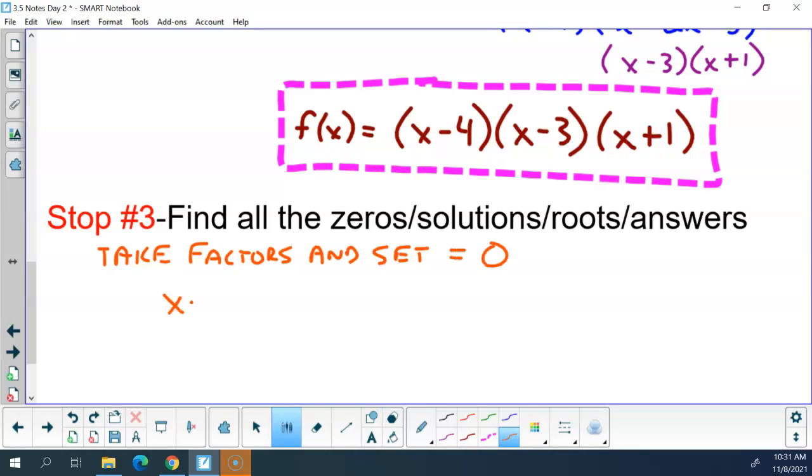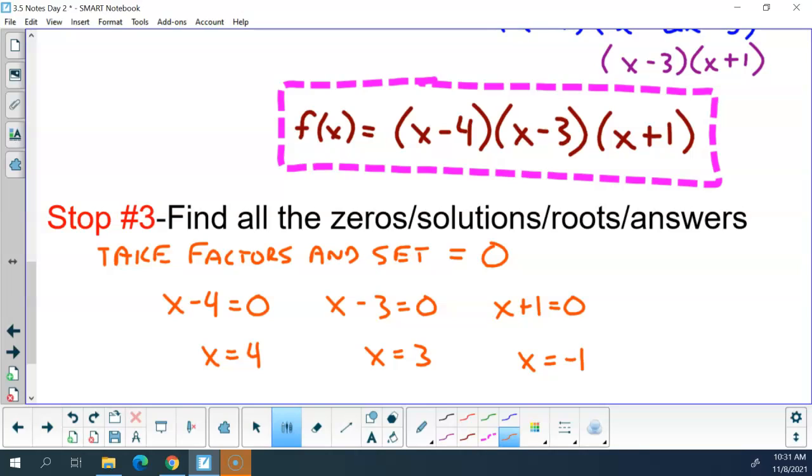So we'd have x minus 4 equals 0, that would give us x equals 4. x minus 3 equals 0 gives us x equals 3. x plus 1 equals 0 gives us x equals negative 1. So our answers here would be negative 1, 3, and 4. Those would be the 3 zeros, the 3 solutions, the 3 roots, the 3 answers.